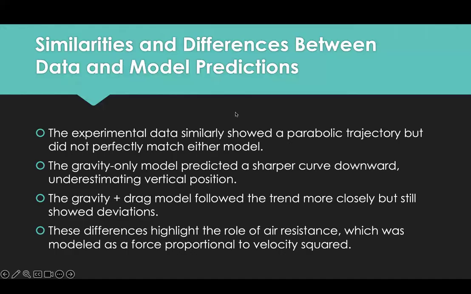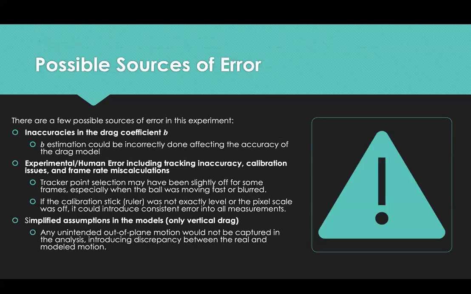The similarities and differences between the data and model predictions. So the experimental data similarly showed a parabolic trajectory, but did not perfectly match either model. The gravity-only model predicted a sharper curve downward, underestimating the vertical position. The gravity plus drag model followed the trend more closely, but still showed deviations. These differences highlight the role of air resistance, which was modeled as a force proportional to the velocity squared.